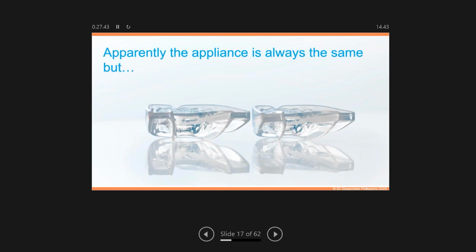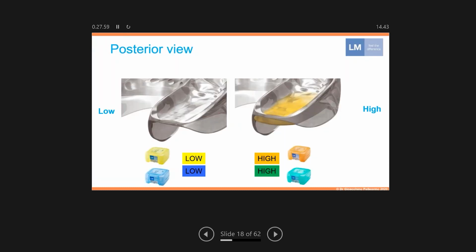But not only that, it is possible, as we can see in this slide, to have different morphologies from the vertical point of view. So we can have some appliances that are really very low in the posterior part, so as to permit the overeruption of the molars. Or on the contrary, we can have models that are very high in the posterior section, so as to avoid the overeruption of the molars.